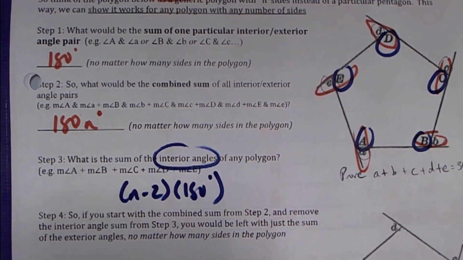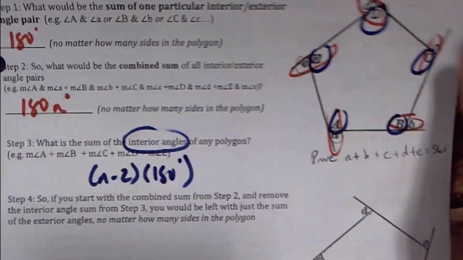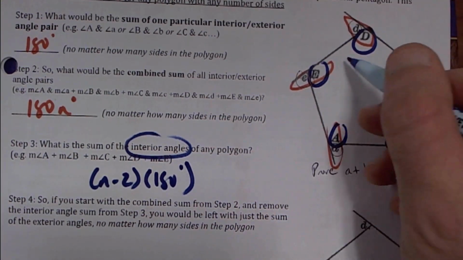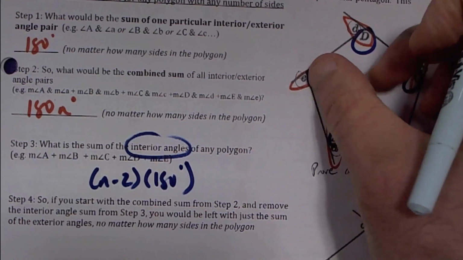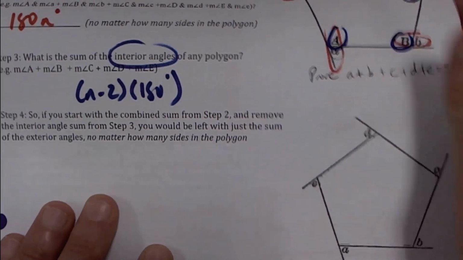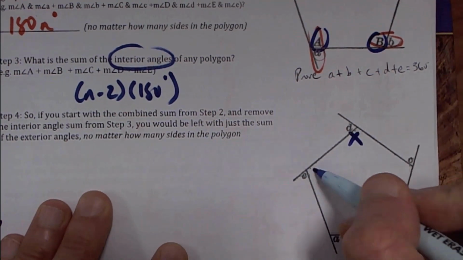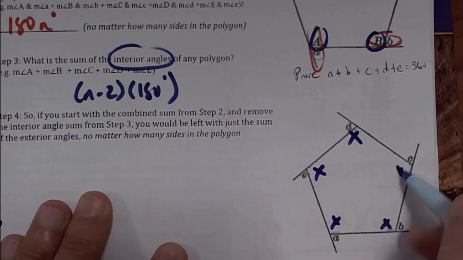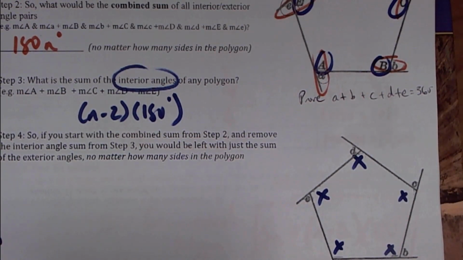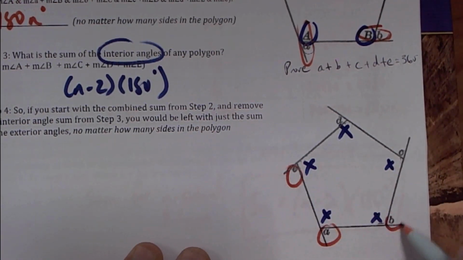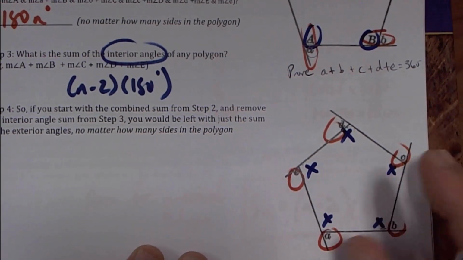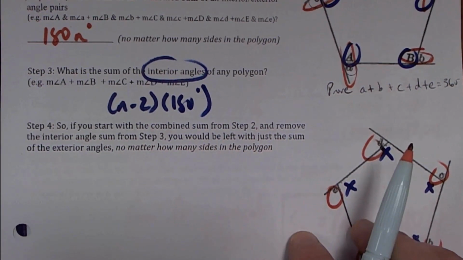Okay? So what we can do then is, if I take this sum here and subtract all of these guys out, notice how I just remove them. If I remove all of these, I will be simply left with what I want: the sum of the exterior angles. Again, this is no matter how many sides it has. So how do I do that?